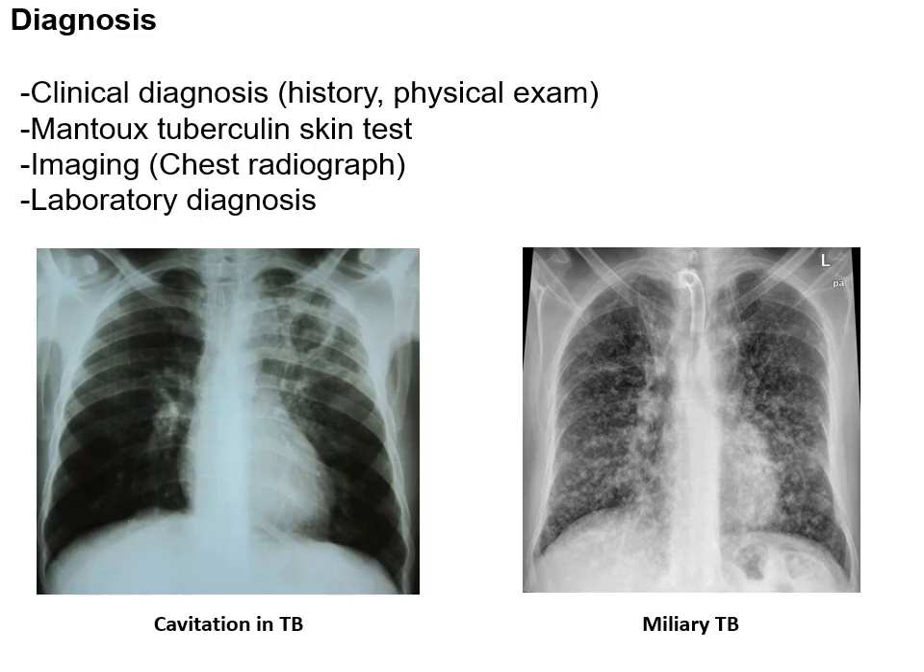You can see here, just as an example of the X-ray and what it looks like, this is what cavitation in tuberculosis looks like, compared to what spreading of the disease looks like in miliary TB. You can see spreading. And so, like I said earlier, miliary TB happens in less than 2% of people who have tuberculosis.